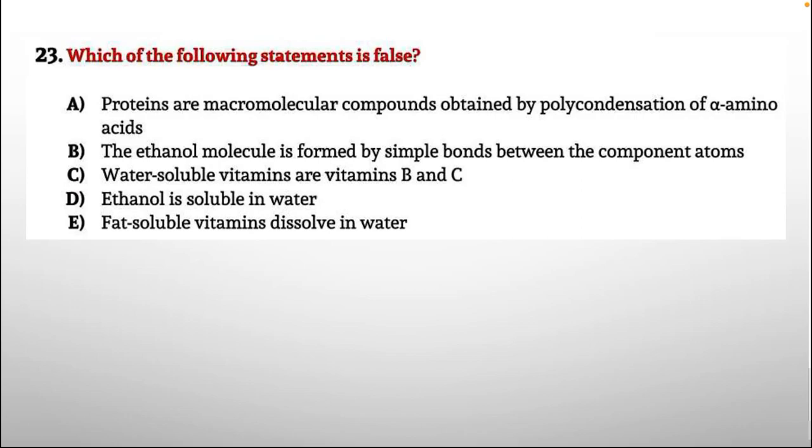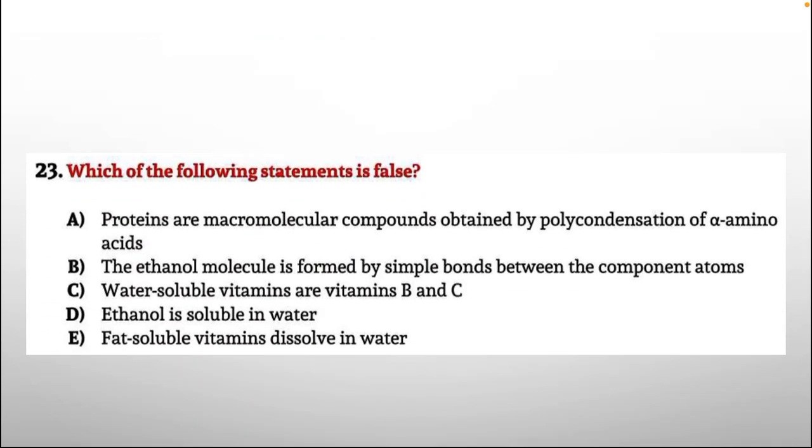Question number 23. Which of the following statements is true? Options are available. A. Proteins are macromolecular compounds obtained by polycondensation of alpha amino acids. B. The ethanol molecule is formed by simple bonds between the component atoms. C. Water soluble vitamins are vitamin B and C. D. Ethanol is soluble in water. E. Fat soluble vitamins dissolve in water.